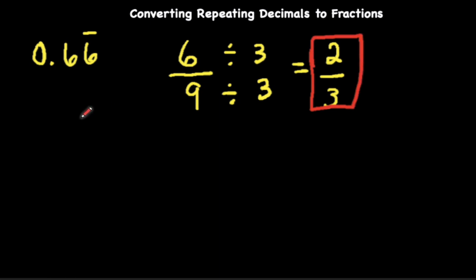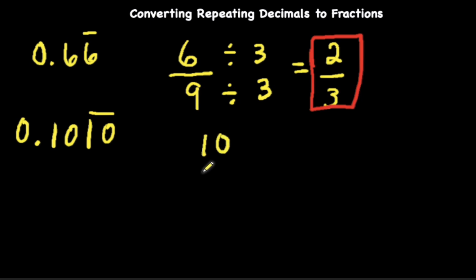Now let's go ahead and work with 0.1010 repeating. Notice we have two digits that are repeating, so our numerator in this case will be 10. Then we're going to take this and divide it by 2 nines, which is 99. We already know that this cannot be simplified, so our fraction is 10/99ths, or 10 over 99.